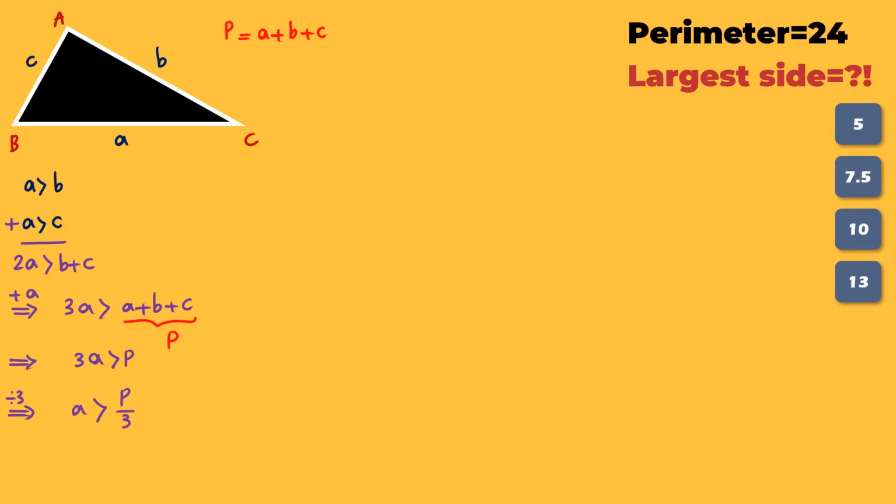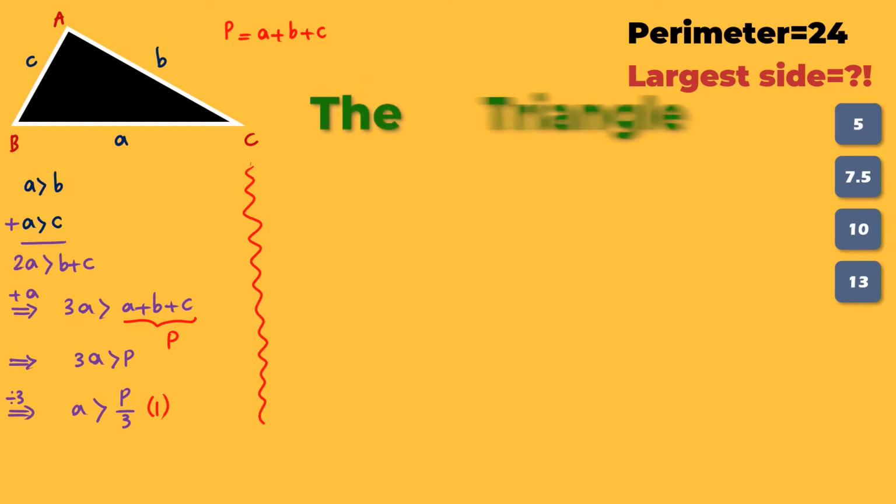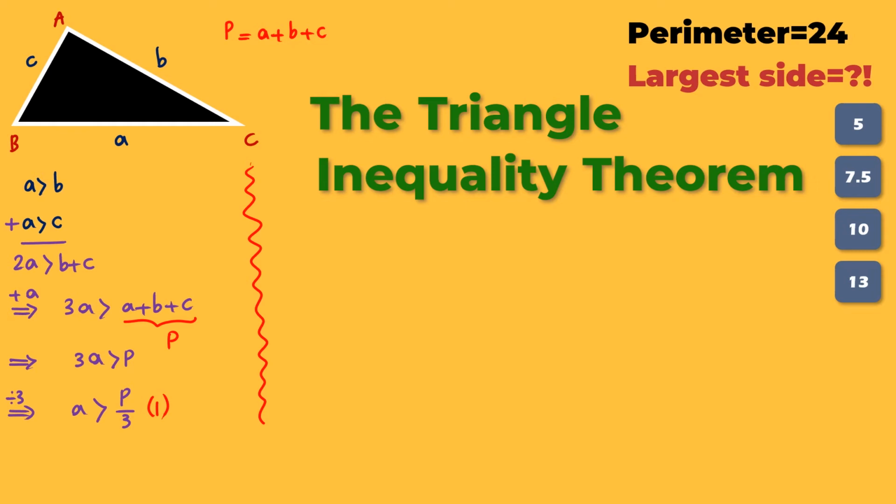And this is true for any scalene triangle. The largest side of a scalene triangle is greater than its perimeter divided by 3. Now let's call this inequality number 1. And then let's talk about the triangle inequality theorem. What is the triangle inequality theorem?